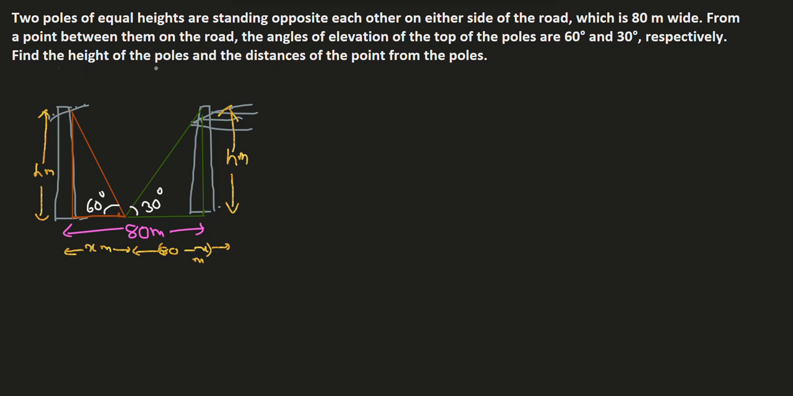Find the height of the pole, you have to find h, and also the distance of the point from the poles. From the first pole it is x distance. The total distance is 80. Therefore, if it is x, the remaining part will be 80 minus x. You have to find x, 80 minus x, and h.